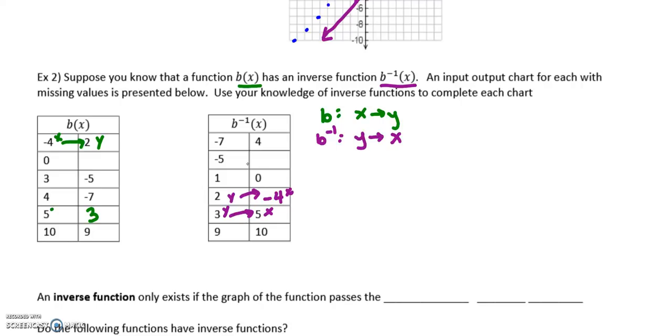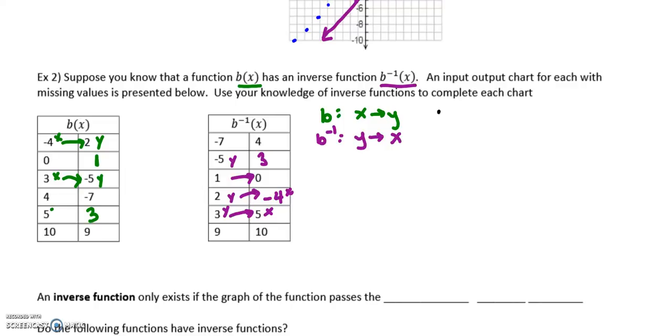Lastly, if I look right here, this 1 becomes a 0. So if I come back to my b chart, 0 becomes 1. Oh, I forgot one of them. -3 becomes 5 here, an x and a y. So if I look at this y value of -5, it's going to match with that 3 right there. So it's just about remembering what's going to happen to my input and output. Am I dealing with an x or am I dealing with a y?